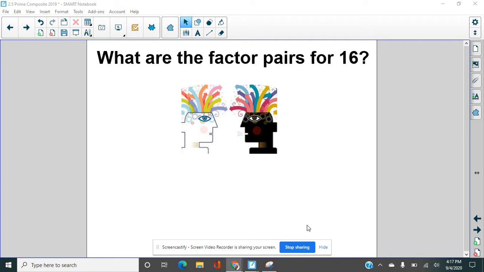Today we're going to talk about prime and composite numbers, and you don't know what those are yet, but you will very, very shortly. Let's start with this. Can you list for me the factor pairs for 16?